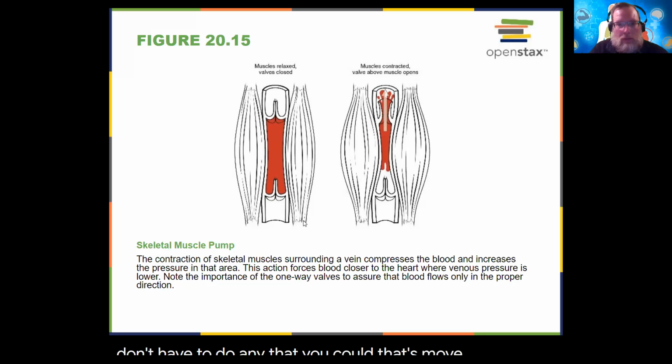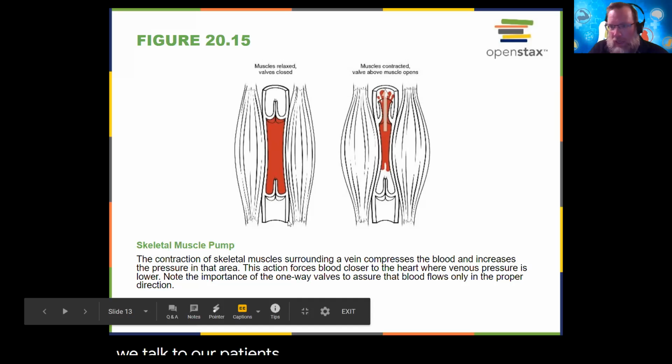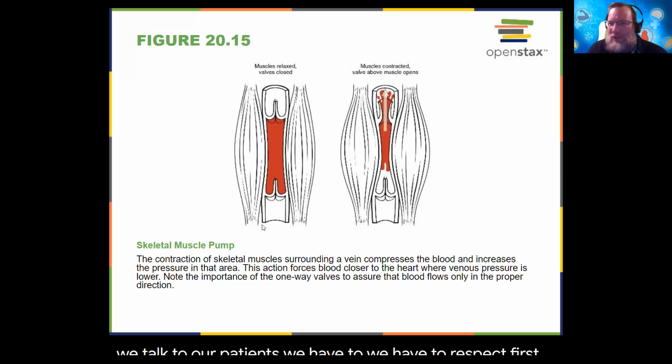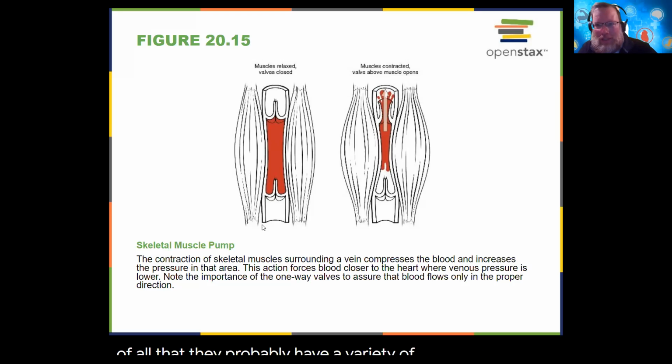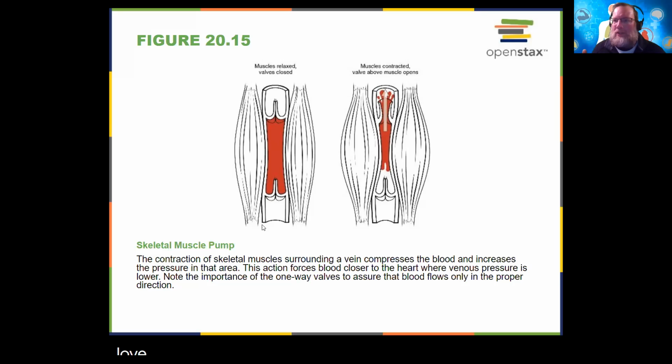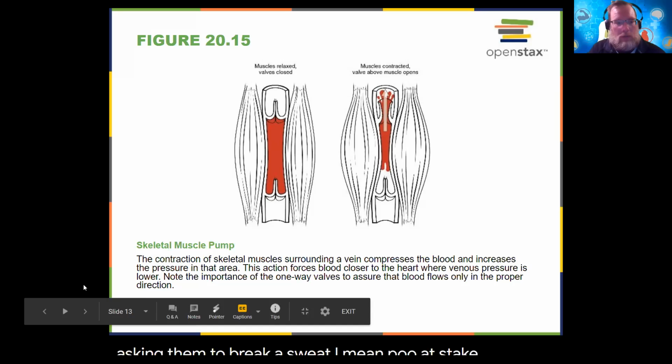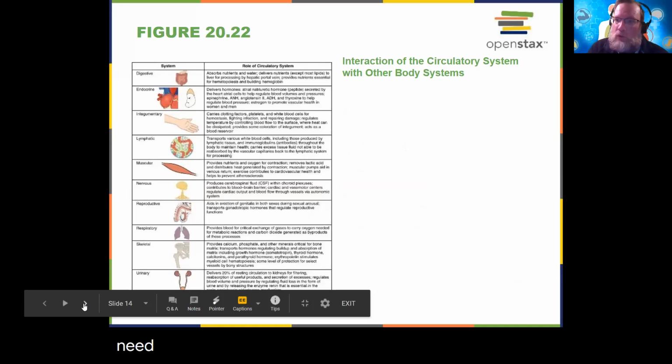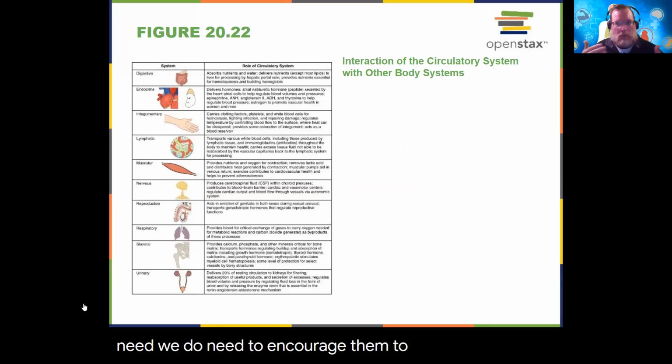So when we talk to our patients, we have to respect, first of all, that they probably have a variety of shows that they love, so we can integrate some basic movements into things that they actually like to do. We don't want them to feel like we're asking them to break a sweat. I mean, phew, that's dangerous, right? They might have to drink water to replenish that bead of sweat that dropped off of their forehead. But we do need to encourage them to do little bits. Okay? Little bits. Anything is better than nothing.